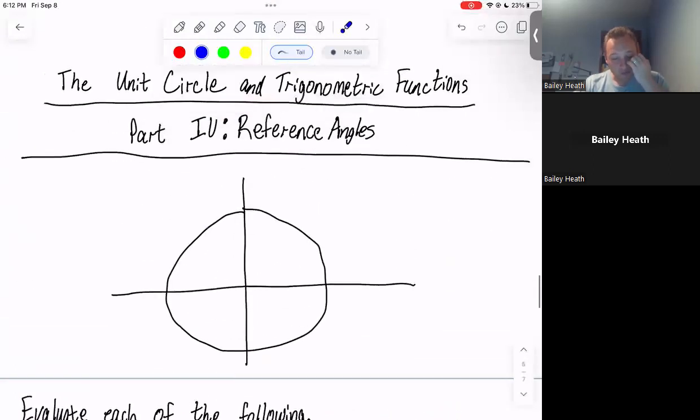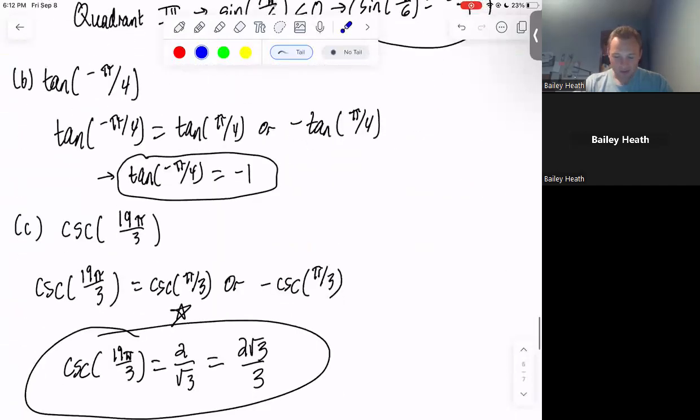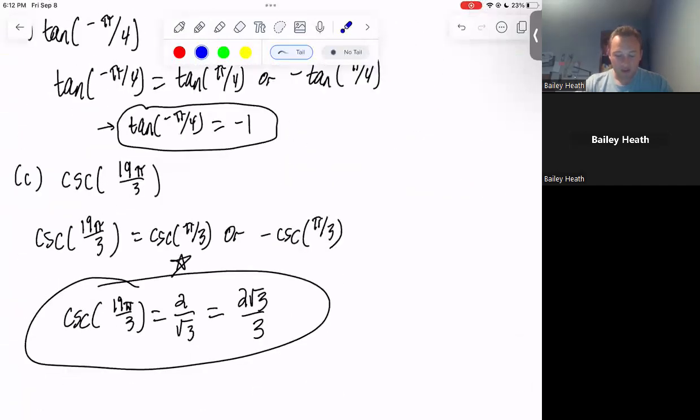Anyways, thanks for watching. Hope you found this helpful. In the next and probably final part of this short video series, we will discuss the inverse trig functions, which the trickiest part of those is probably remembering each one of them has a specific range, but we'll get into that in the next video.